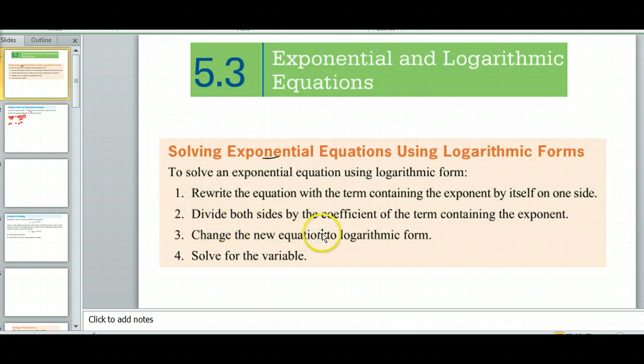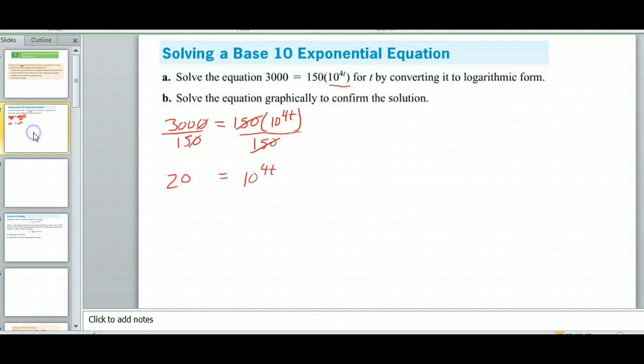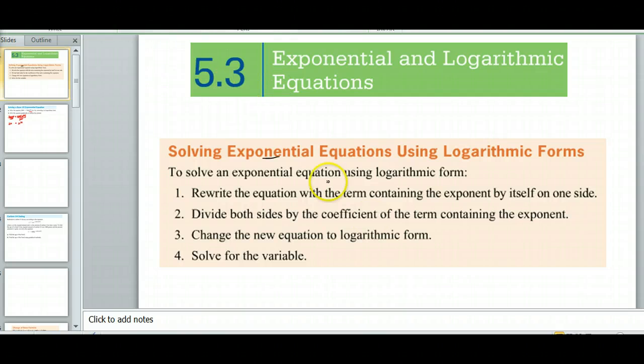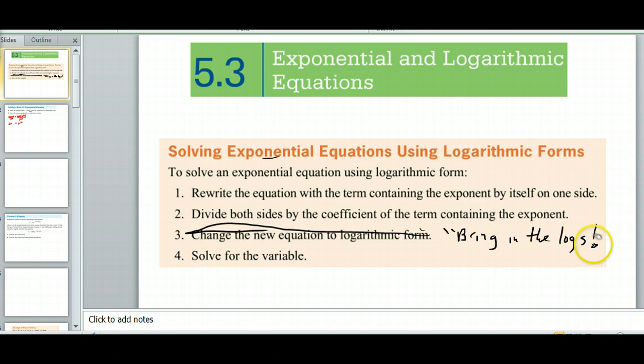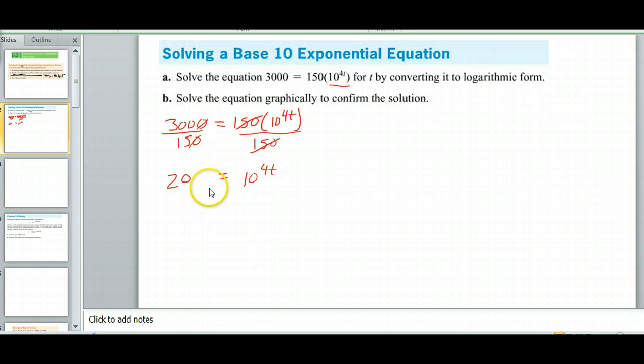Now, this says change the new equation to the log form. I do it a little bit differently than that. What I say is, at this step, instead of changing it into log form, my step is bring in the logs. What I mean by that is, if two things are equal to begin with, if A equals B, then the log of A equals the log of B.